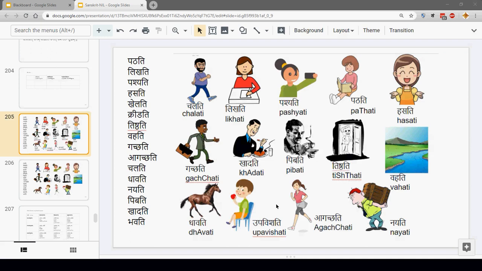These forms are not used if I or you is doing the work. We'll look at those later. But right now, just note these verbs for the third person usage, like he goes. What is the word for he in Sanskrit? Saha. Saha is the word for he. And what is the word for she? Sa. So we can use saha wherever there is a male, and sa where there is a female.